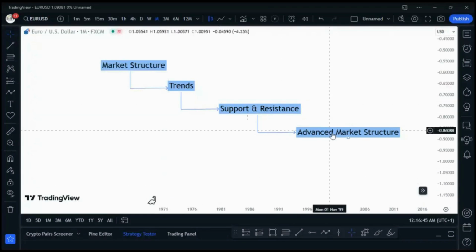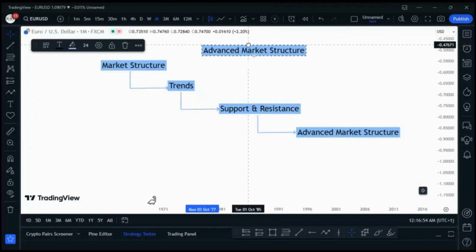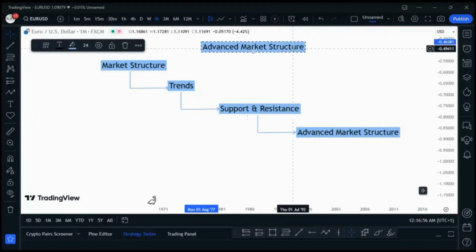This is Rich Effects Mentorship Group, and today we'll be focusing on market structure. We'll be discussing a lot about market structure here. We'll be talking about trends, we'll be talking about support and resistance, and we'll also go further to the advanced market structure.